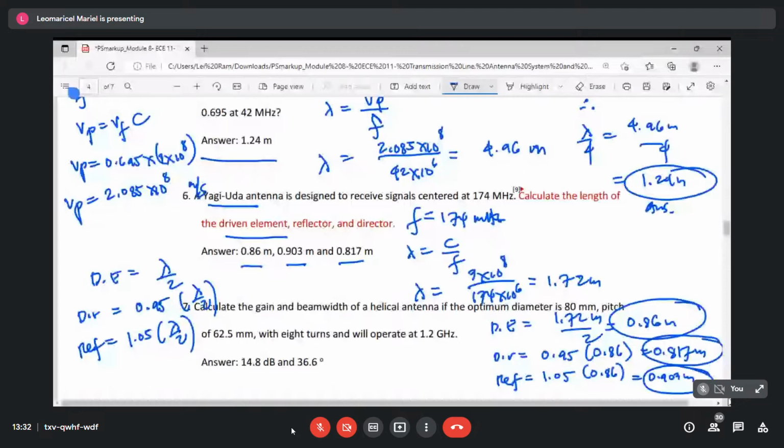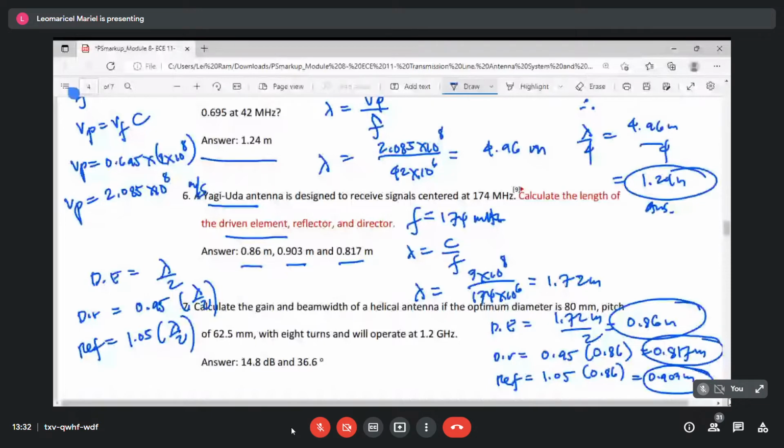Okay, next. Calculate the gain of a helical antenna. Tatandaan nyo rin yung formula for helical antenna. Meron tayong gain and beamwidth, no? So, gain muna. Gain is equals to 15. Ito, yan, note ko kanina yan. Saan na ba yun? Ayun. 15 NS.